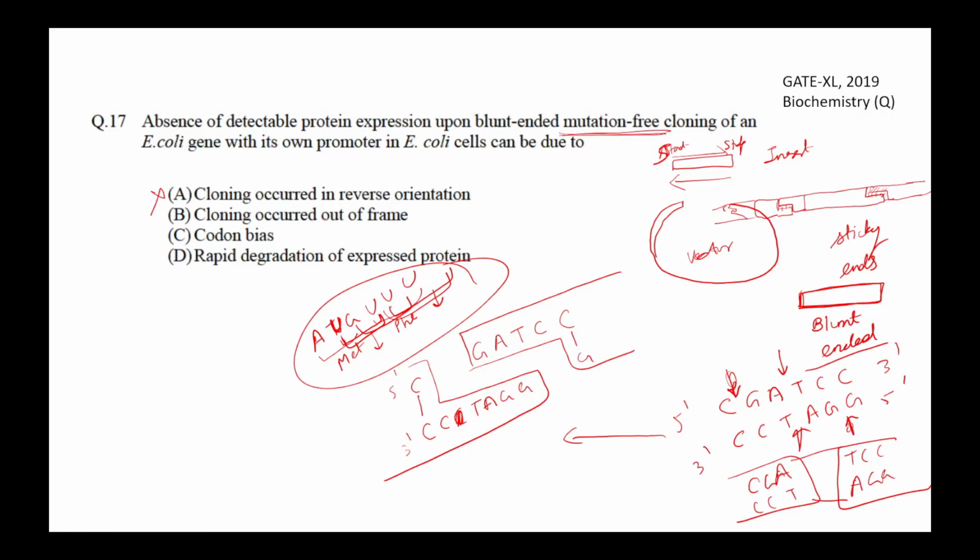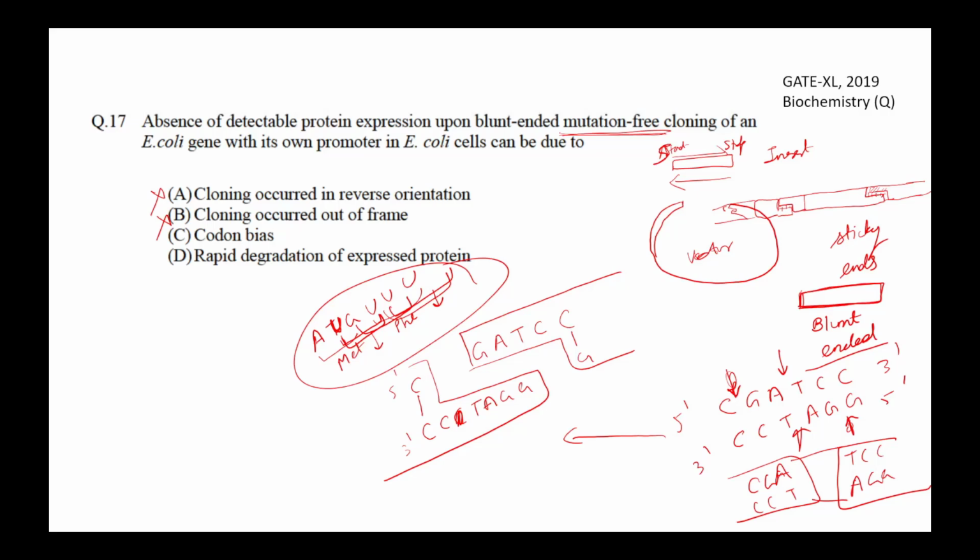So cloning occurred out of the frame is also not a correct option, because it is mentioned mutation-free cloning. The third option is the codon bias. Codon bias exists because of codon degeneracy. Codon degeneracy means more than one codon is coding for one amino acid. So the use of codons differs from species to species.